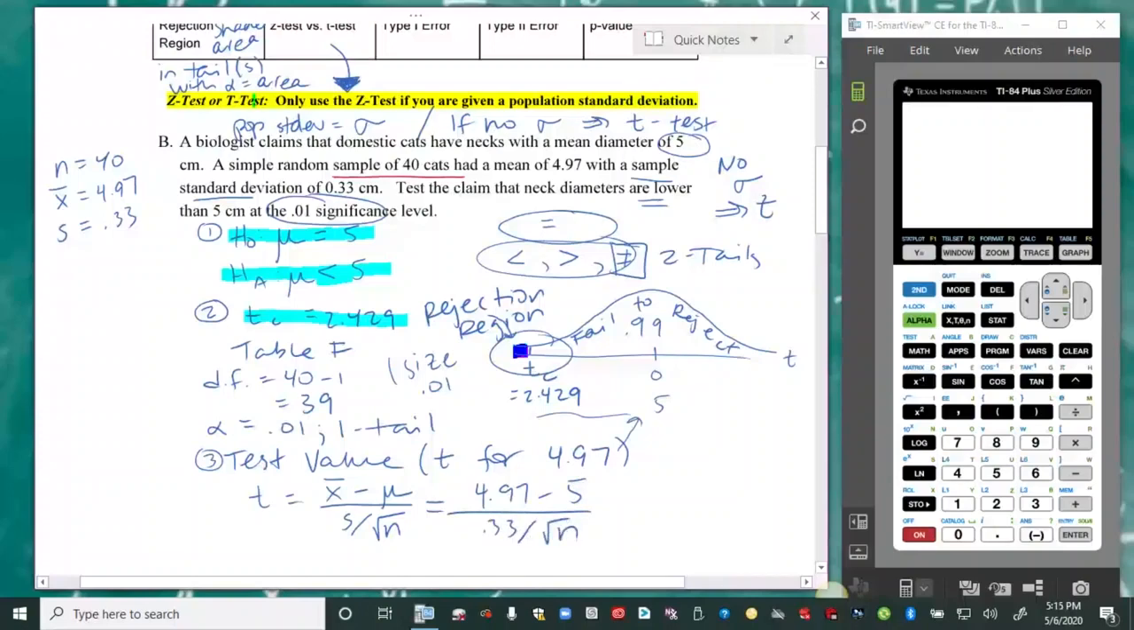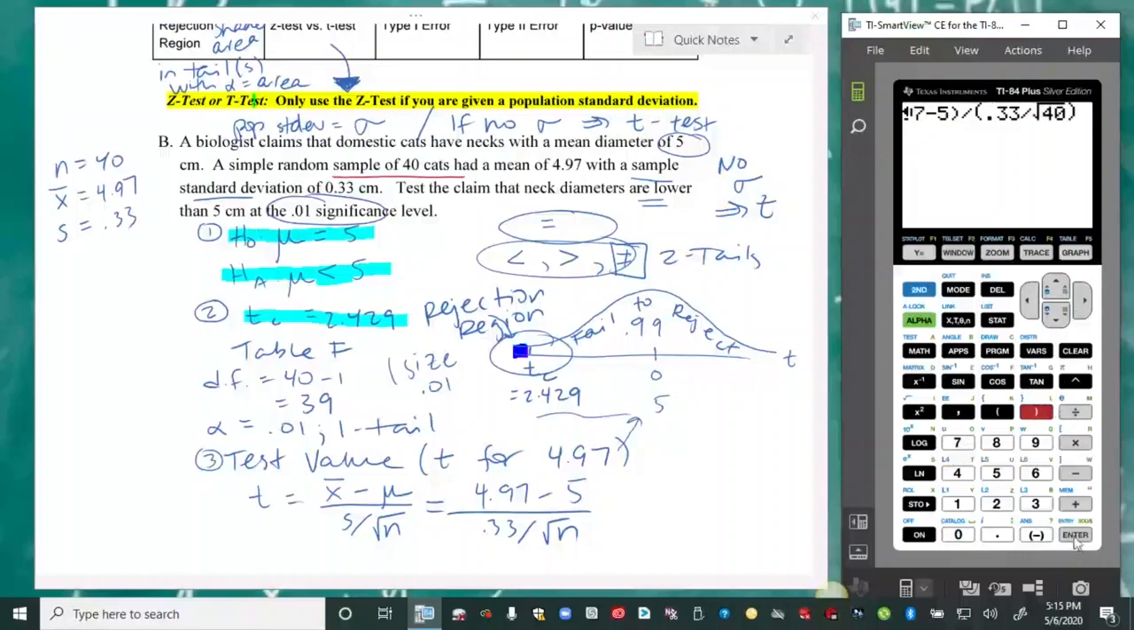Let's go ahead and put that into my calculator, which I think is off. So I'm going to do parentheses 4.97 minus 5, divided by parentheses 0.33 over the square root of n, which I didn't write in there, but n is 40.